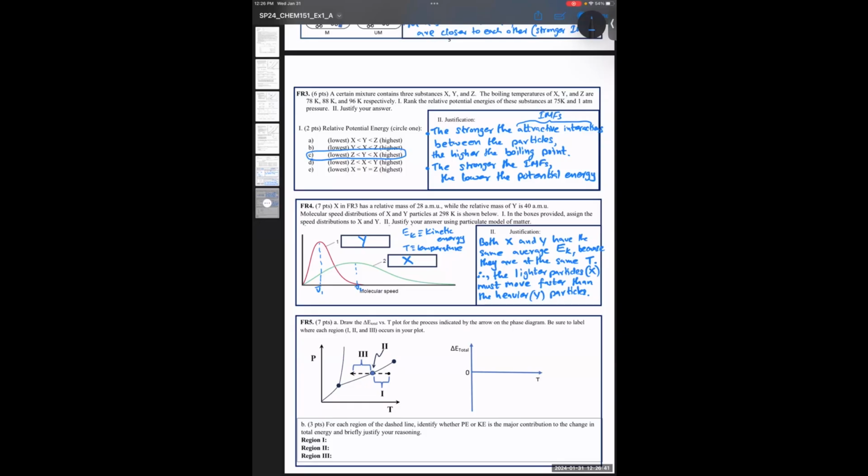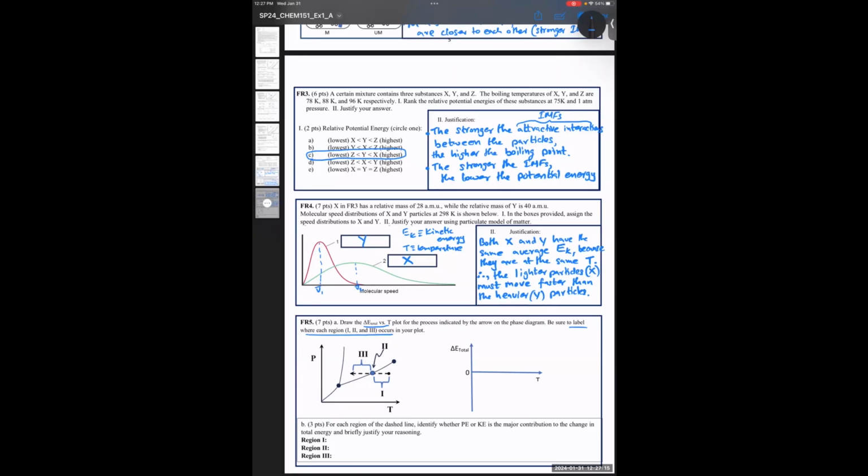Okay, and then last question, number 5. Draw the total change in total energy versus temperature plot for the process indicated by the arrow on the diagram. Be sure to label where each region occurs in your plot. So you need to read the question carefully: you need to draw the plot and label where each region occurs. You need to do both those things.